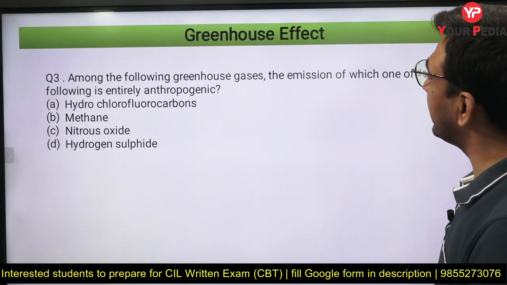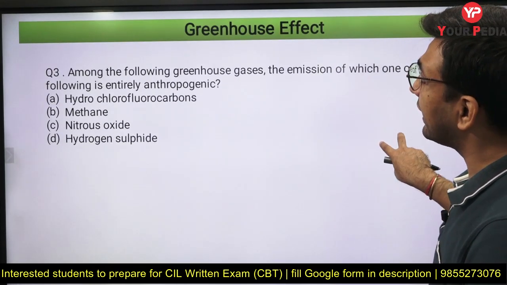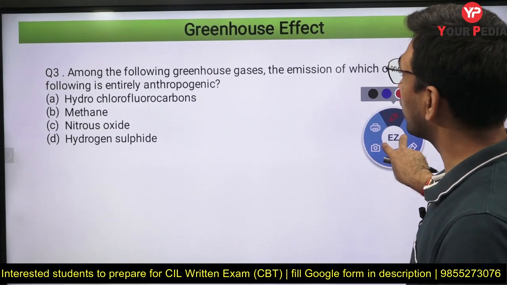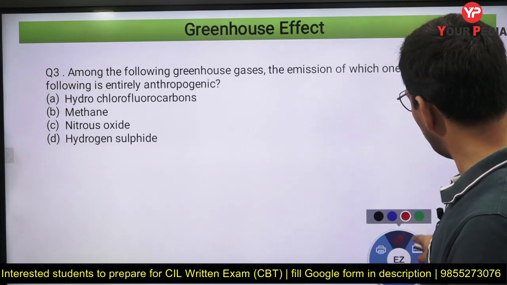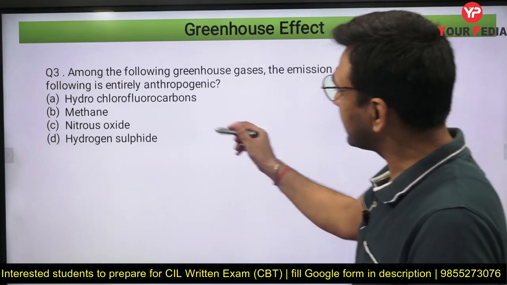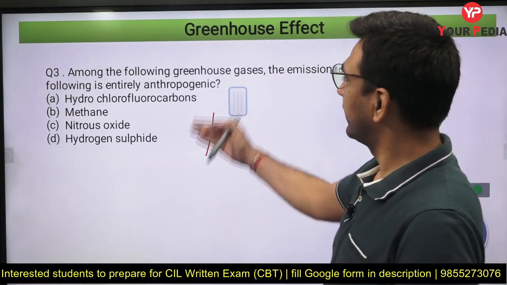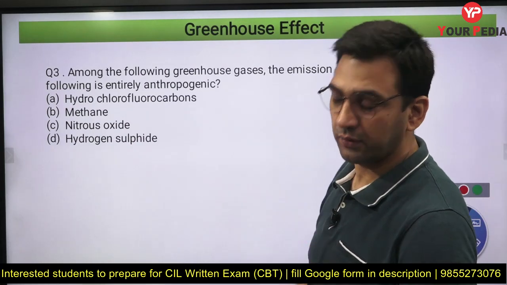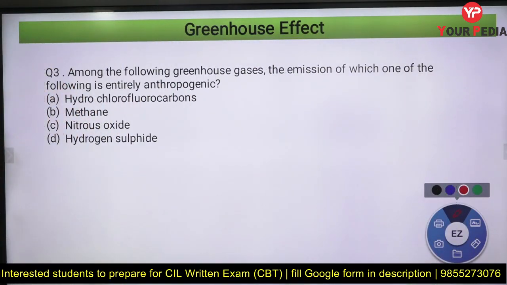Among the following greenhouse gases, the emission of which one of the following is entirely anthropogenic? Anthropogenic means man-made or entirely because of human activities. Out of all these gases, which are the gases which are entirely released by humans, that means we have made them and released them into the atmosphere. They do not exist naturally in the environment.